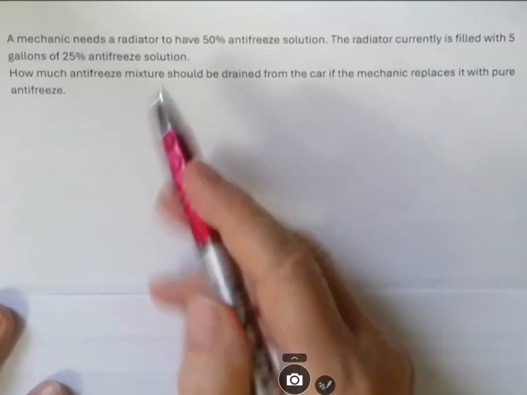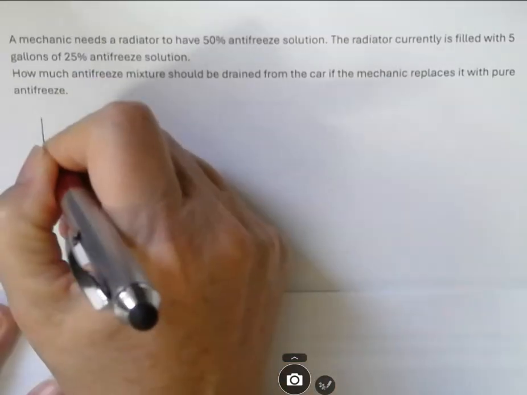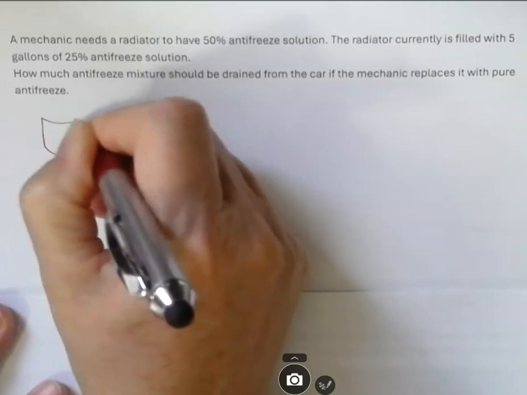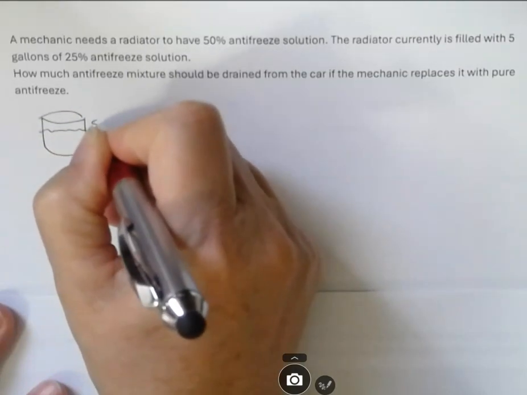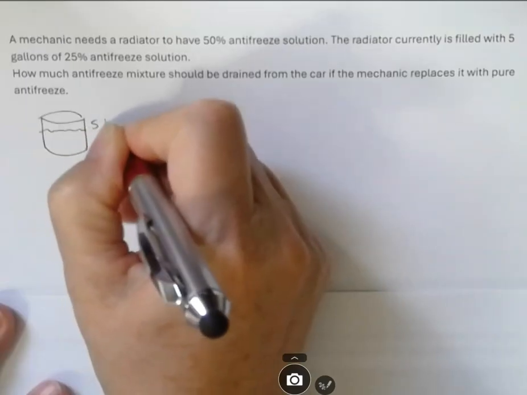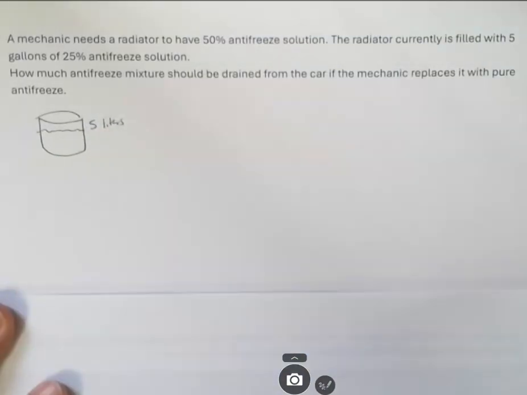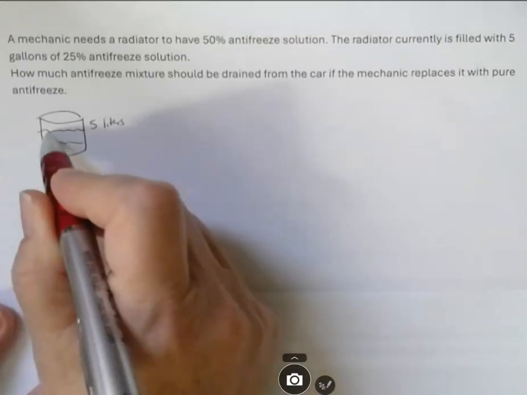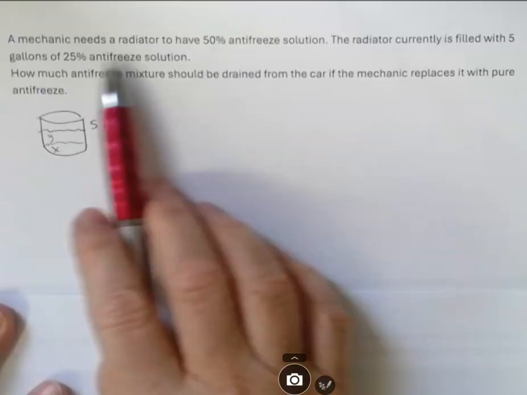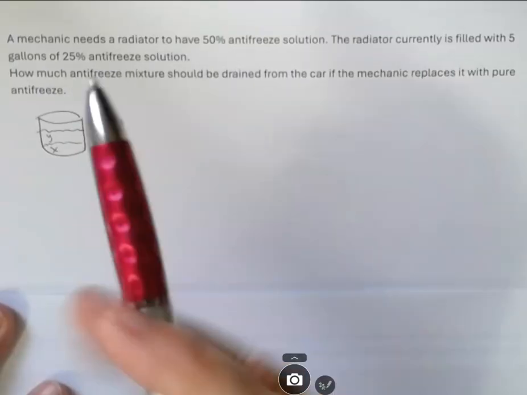So what I want you to see is that in this container, they're going to drain some, but they're going to put the same amount back in. And when they're finished, that fill line is going to be 5 gallons altogether. We're going to have some in here, that's some X amount, and some Y. The X amount is the 25%.